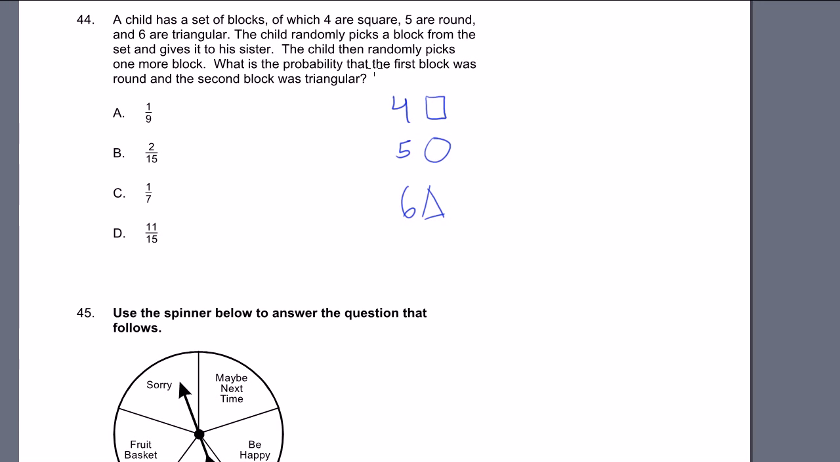What is the probability that the first block was round, and the second block was triangular? So the probability the first block is round. How many total blocks do we have to start off with? We have 15, right? 4 plus 6 is 10, plus 5 is 15. So we start off with 15 blocks. And what is the probability the first block is round? Well, 5 of them are round. So there's a 5 over 15 probability.